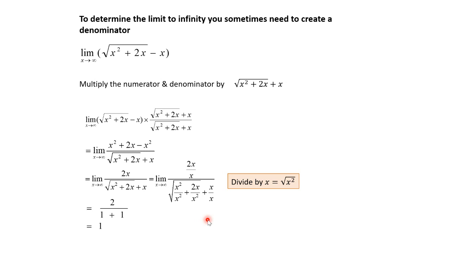But otherwise, this is a nice, easy section. That doesn't mean that you mustn't practice them. Okay, good luck.